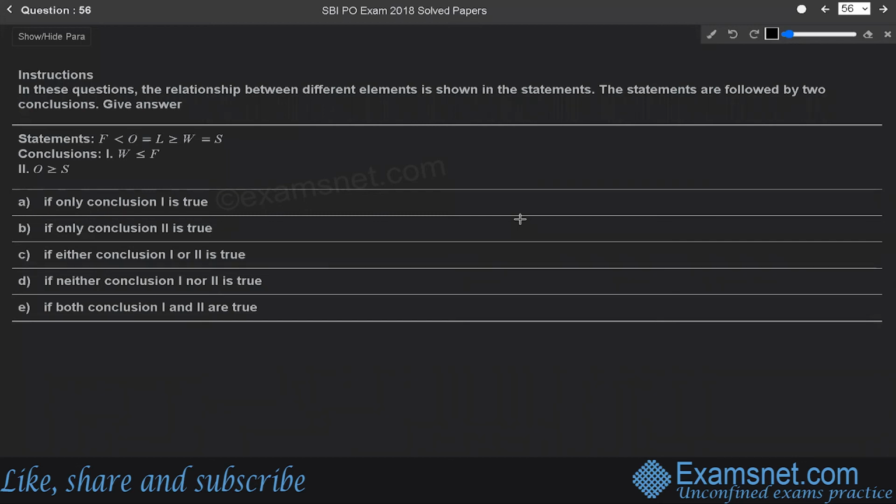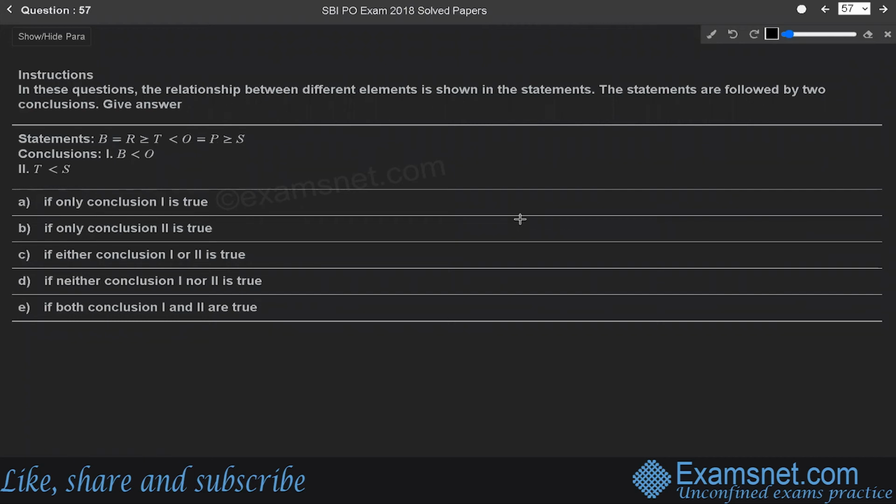Next question also has the same direction. Statements are given and 2 conclusions are given. Here, by looking at both the statements and conclusion, no relation can be established between W and F as the data provided is inadequate. L is greater than W, O is equal to L. Therefore, O is greater than W and W is equal to S. Hence, we can say that O is greater than S. So, option B is the correct option, which says that only conclusion second is true. So, correct option here is option number B.